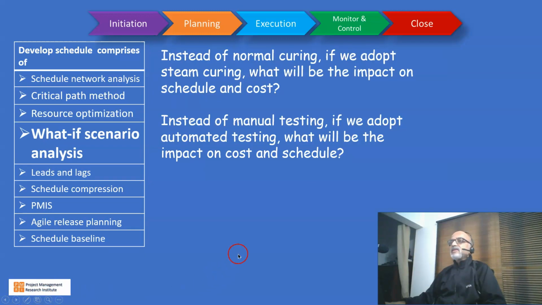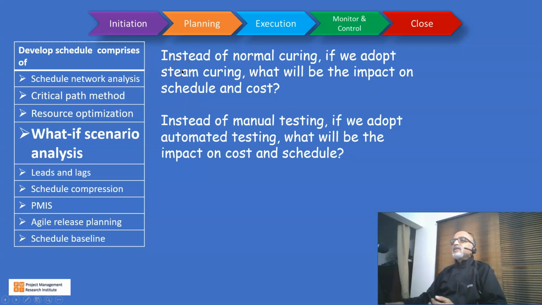So the next is leads and lags. Next is what if scenario analysis. And while doing the schedule optimization, that means when we do the schedule for the first time, the dates may not be within the required dates. So we have to fine tune it. And one of the tools may be what if scenario analysis.